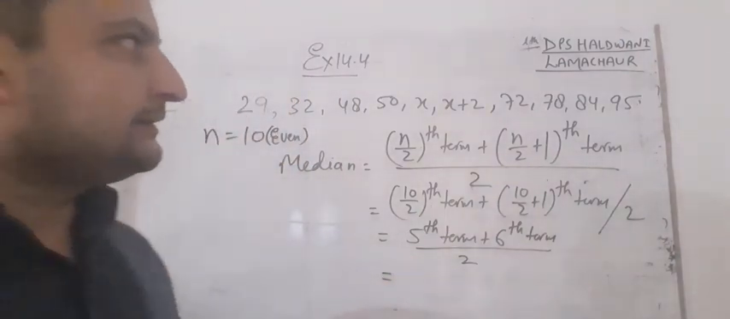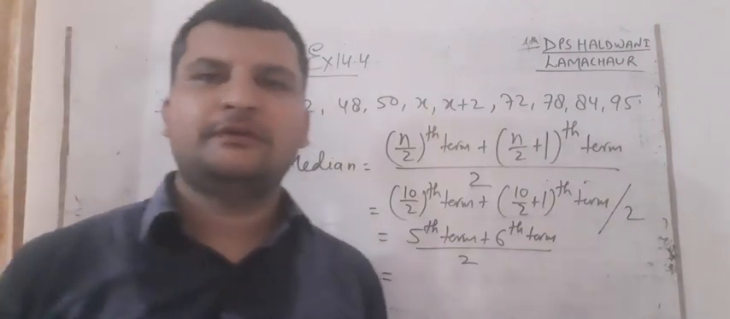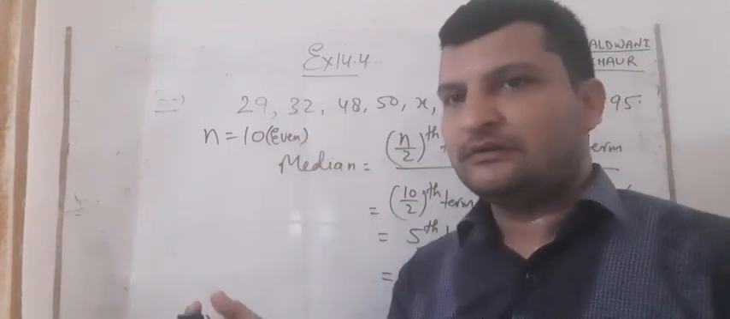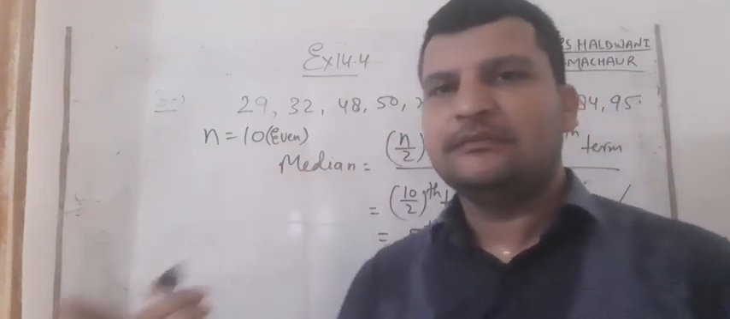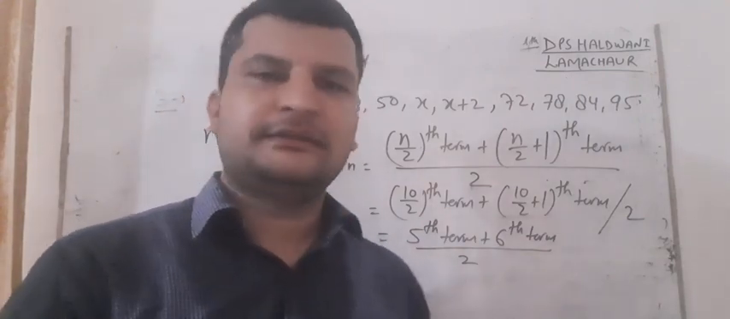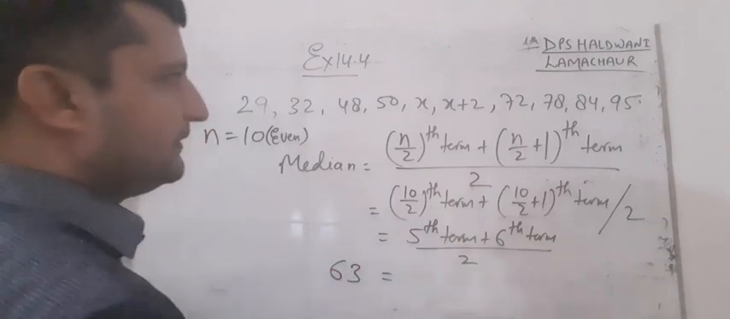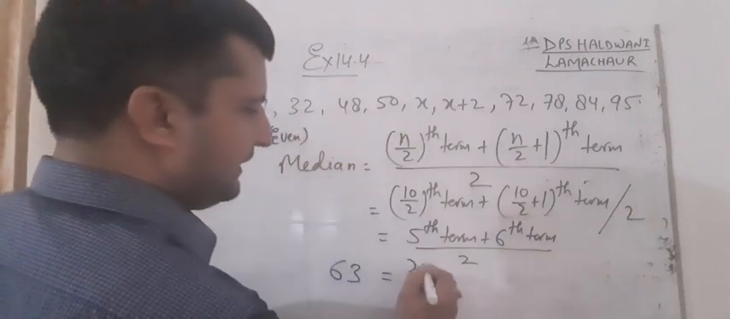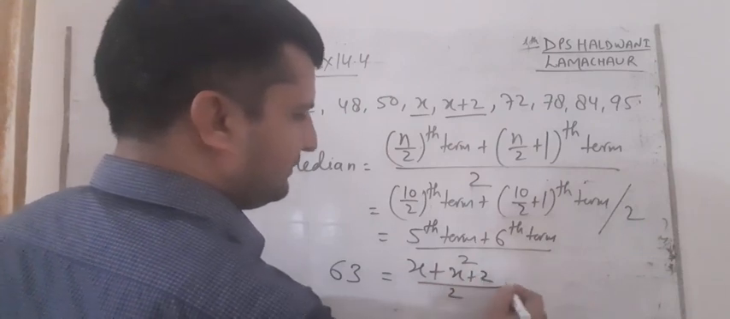Now students, in these types of questions, when we have to find the value of x like this, the median is given in your book. If the median of the data is 63, what will we write? 63 is equal to the 5th term plus the 6th term, divided by 2. What is the 5th term here? 1, 2, 3, 4, 5: x, and the 6th term is x plus 2.